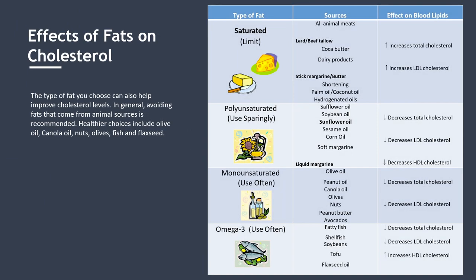Effects of fats on cholesterol. The type of fat you choose can also help improve cholesterol levels. In general, avoiding fats that come from animal sources is recommended. Healthier choices include olive oil, canola oil, nuts, olives, fish, and flaxseed. In the chart on the right, you will see types of fat, their sources, and their effects on blood lipids.